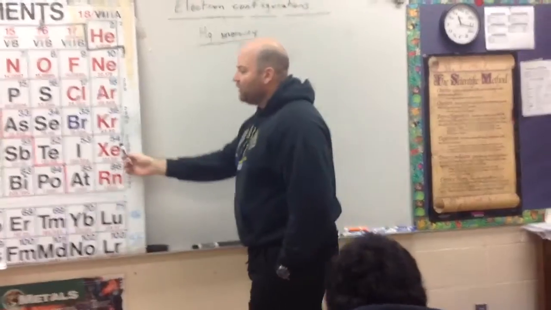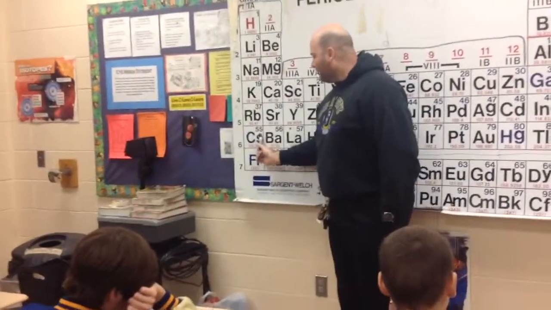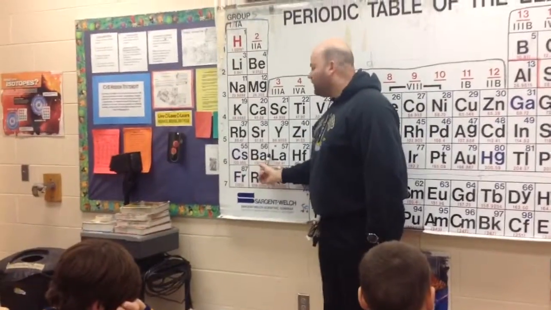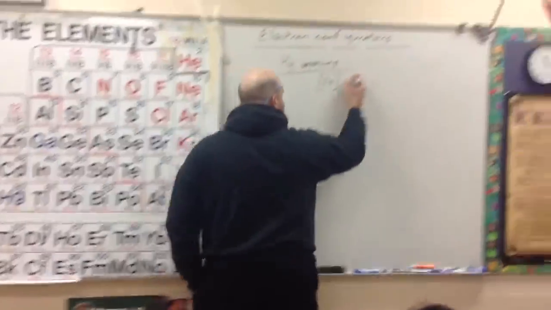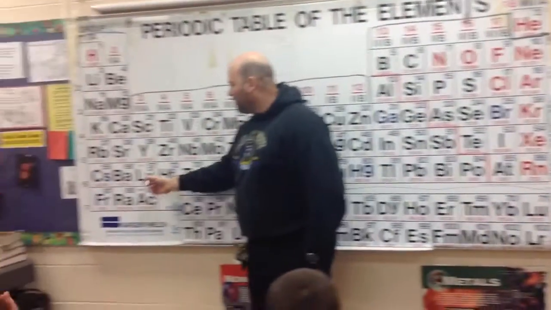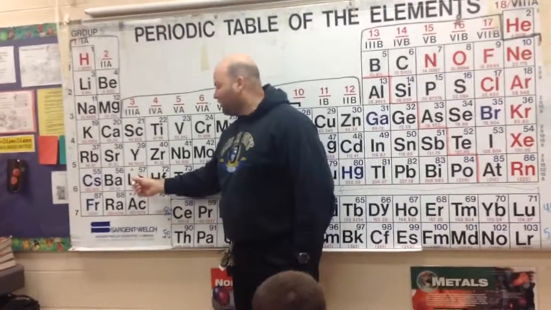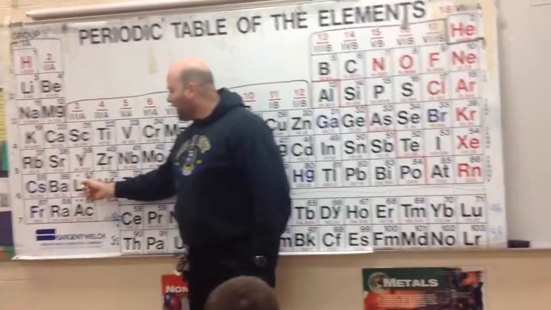So after 54 comes what? 55, and then 56. So this would be filled up. That would be 6s2, and I would write it down. And then after 56 comes 57. What is this right here? It's 5d1. What comes after 57?